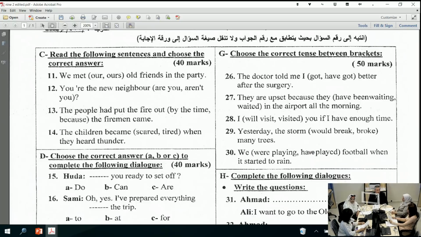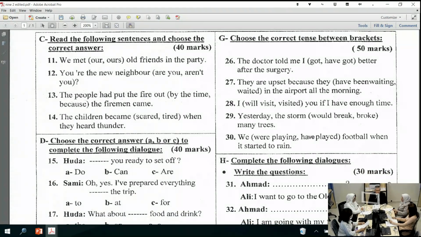Miss Faizi, please. Now here we have grammar. Choose the correct tense between brackets. It's about tenses. Number 26. How many marks are allotted for this? It is allotted 50 marks, and each exercise is allotted 10 marks.